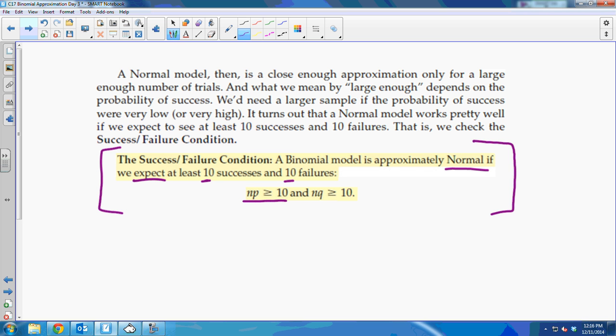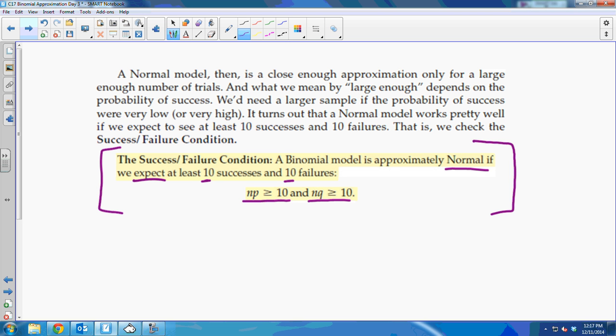So np has to be greater than or equal to 10, and nq has to be greater than or equal to 10. So if you only have a trial size of 15, this can't happen anyway. If you have a trial size of 20, it's not guaranteed to happen then, unless it was half and half, which is highly unlikely. So we have to look at trials and make sure that each of the successes and failures is greater than 10.